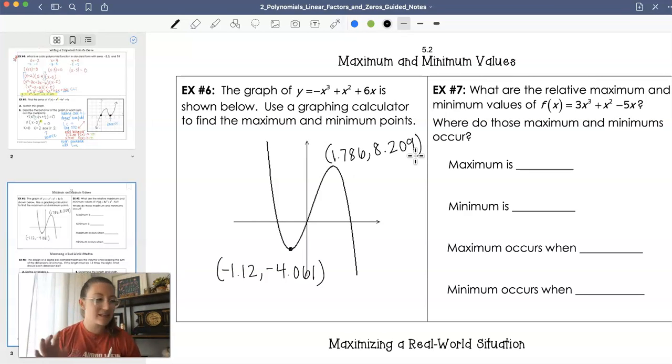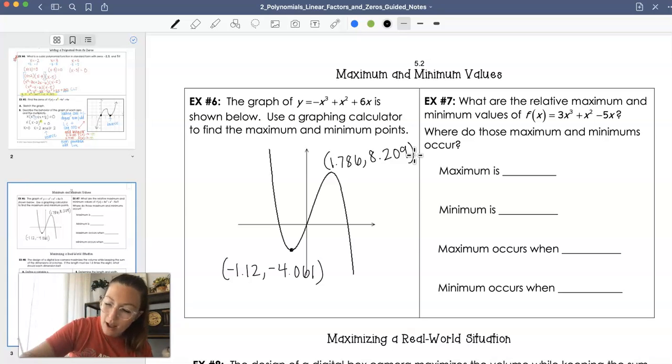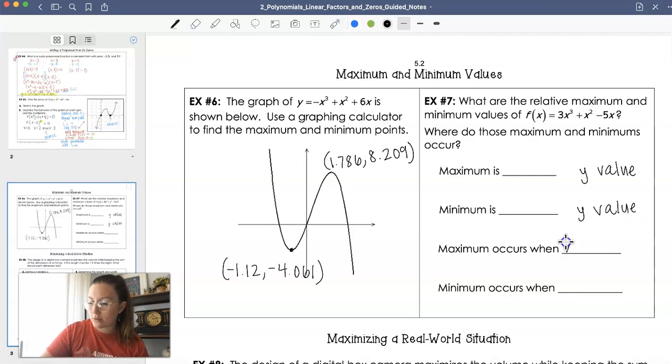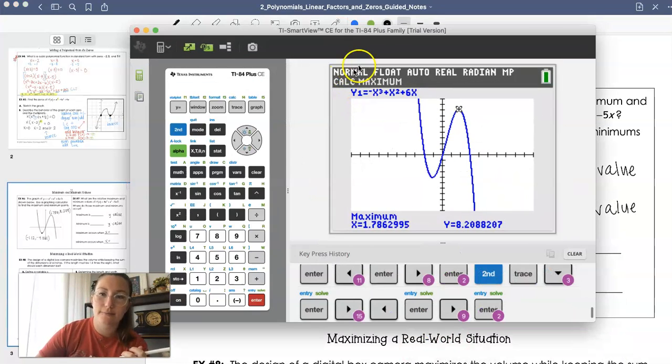All right, this is going to be the last one we do. It says, what are the relative maximum and minimums of this polynomial function? Where do these occur? Okay, so when it says the maximum is, those are your y values. So this is asking for the y value. And then it occurs when, so this is asking for our x values. But the y is your actual min or max.